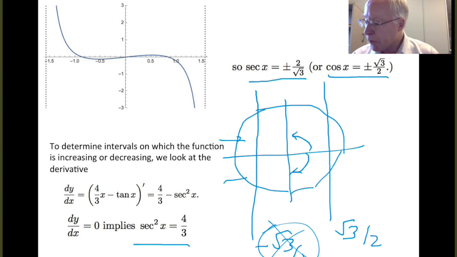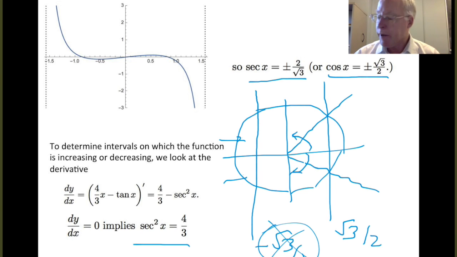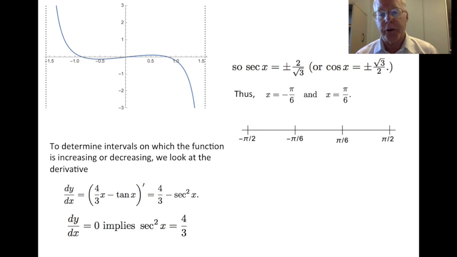For those, it turns out root 3 over 2 was one of the nice values of the cosine that I hope you recognize. The cosine of an angle is root 3 over 2 if that angle is pi over 6 or minus pi over 6. Again, just taking the values that are in that range from minus pi over 2 to pi over 2. So this gives us two critical points, because the derivative is 0 there.